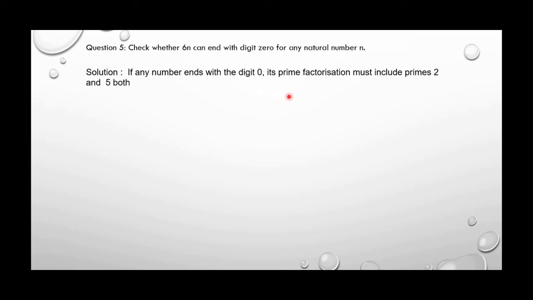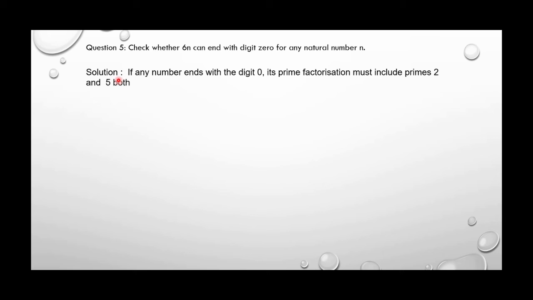Okay, now let us move on to the fifth question, that is, check whether 6 to the power n can end with the digit 0 for any natural number n. So in order to prove this, we must remember the condition that for any number to end with the digit 0, its prime factorization must include 2 and 5 as its prime factors.